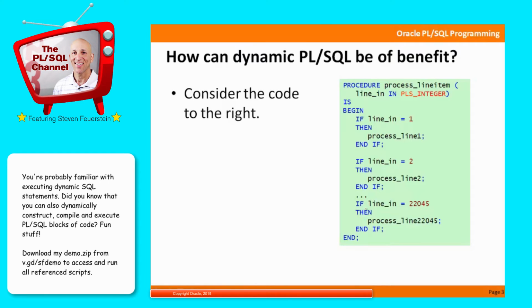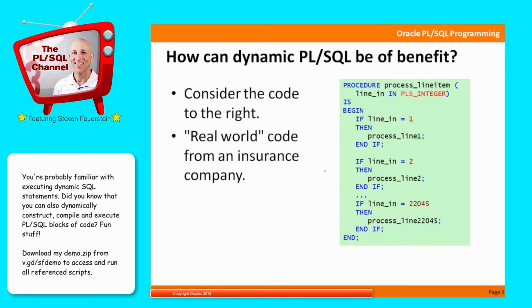So consider the code on the right. This is from a real-world experience that I had years ago in an insurance company in Chicago. So this program was basically written over a long period of time to process different line items. For an insurance policy, they'll have different clauses that essentially escape the insurance company from having to make payments, claims, or minimize the amount of payments. And every time they came up with a different line item or rule, it was expressed in a different process line procedure, process line 1, line 2, line 3.